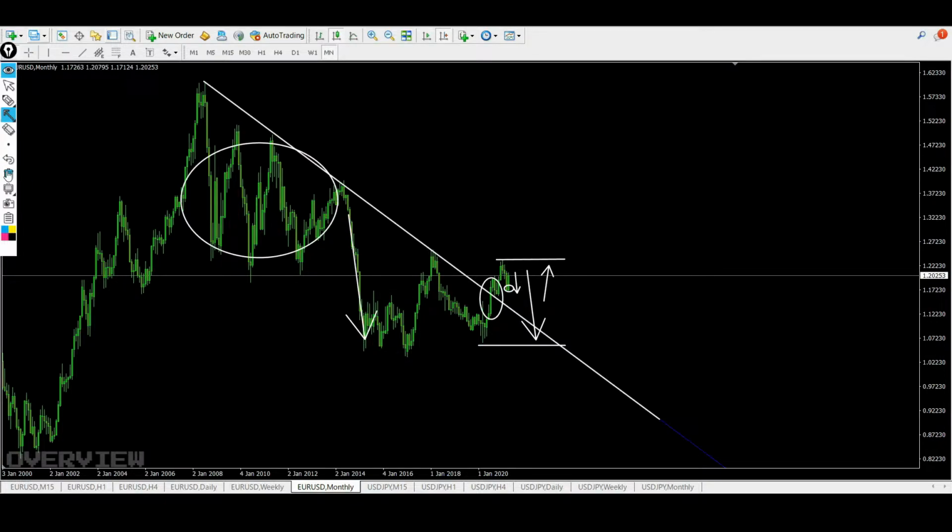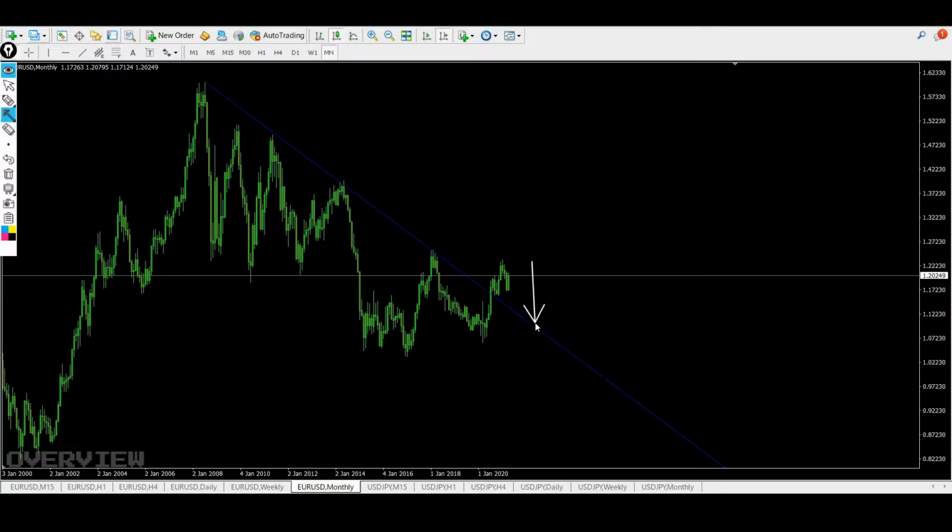Okay, so to sum that up, in the long term, we are short biased right down to this pivot level here. But in the medium term, we are long biased right up to this pivot high here. And in the short term, we are short biased right back down to this pivot right here.